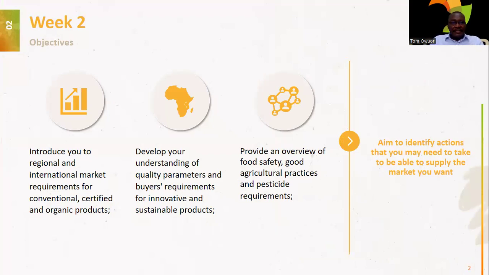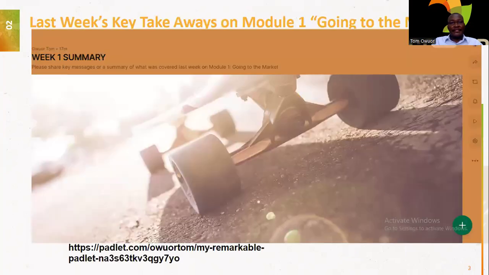Now, the objective for today's session, one, is to introduce you to regional and international market requirements for conventional, certified, and organic products. Number 2, to help you understand the quality parameters and buyers' requirements for these products before they get into these very important markets. And finally, we shall provide an overview of food safety, good agricultural practices, and pesticide requirements for the various products that we offer to these different markets.